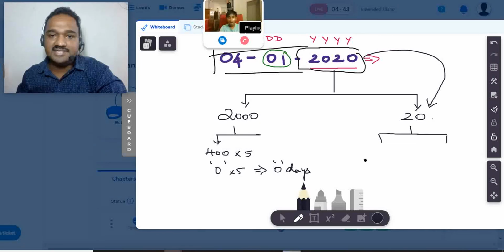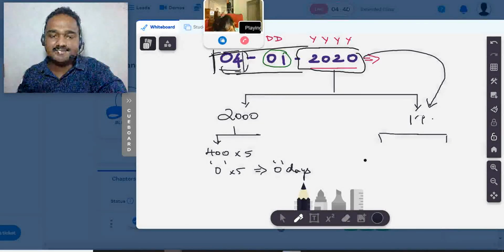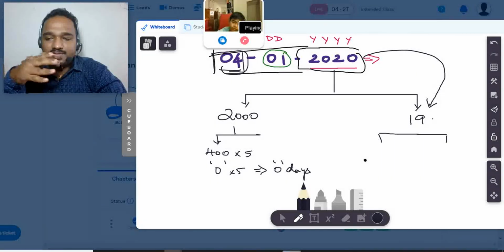But when we come to 20 years, the problem is 2020 is not complete. This year is not complete. You have only come up to these 4 months, correct? So you cannot consider the year 2020. You have to consider 2019. That's the only change which happens here.